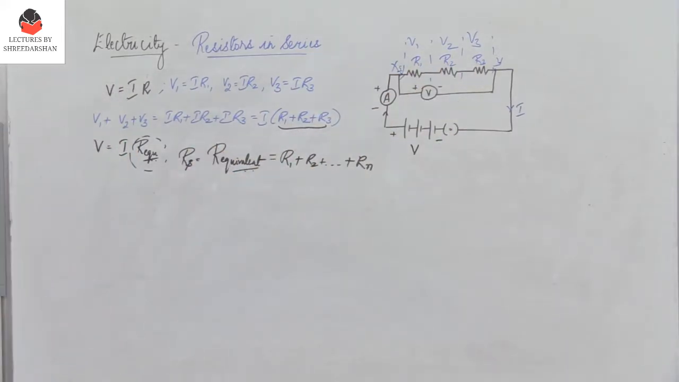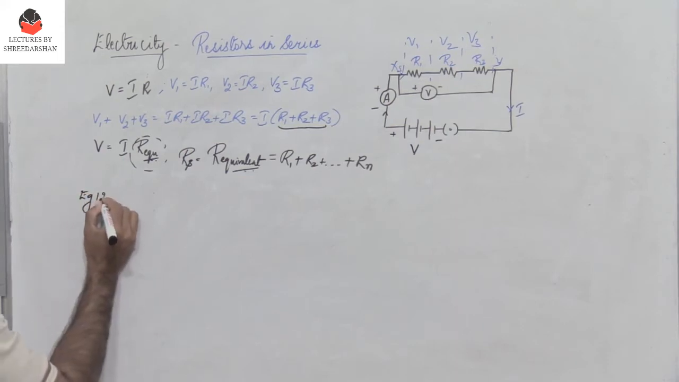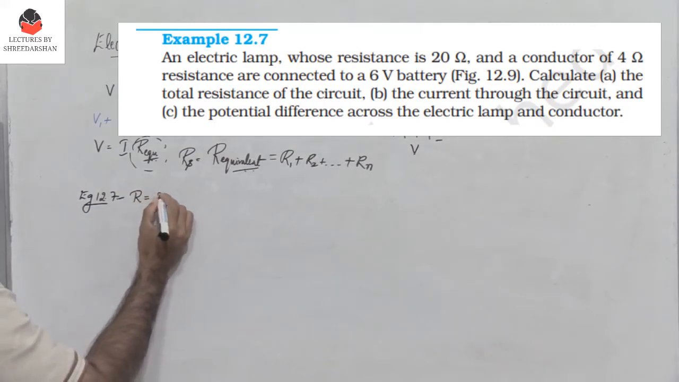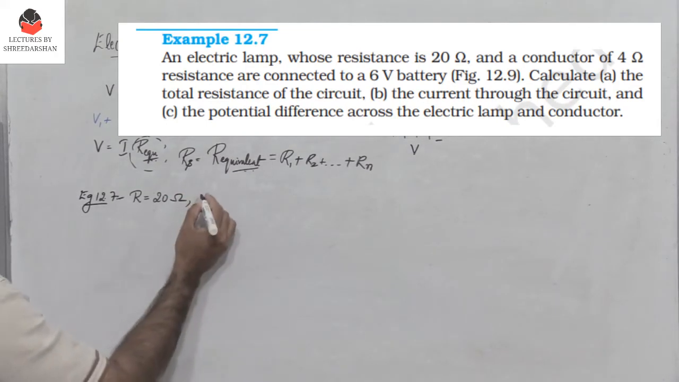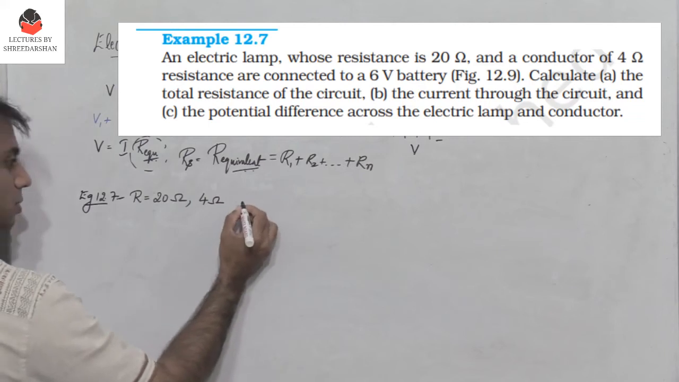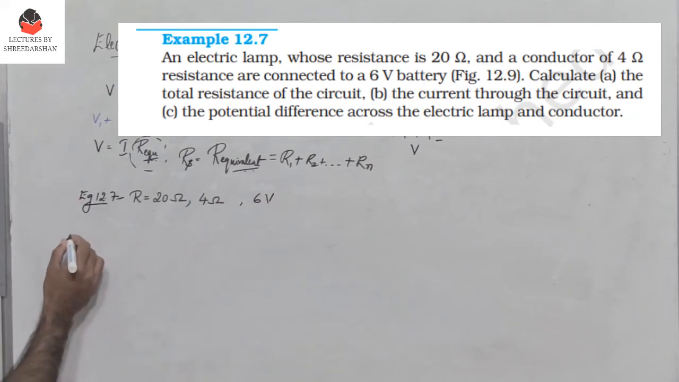So let's take a problem. Example 12.7, which states that a lamp with resistance 20 ohm and a conductor of resistance 4 ohm are connected to 6 volts. So they are actually connected to 6 volts. So there's a diagram there.